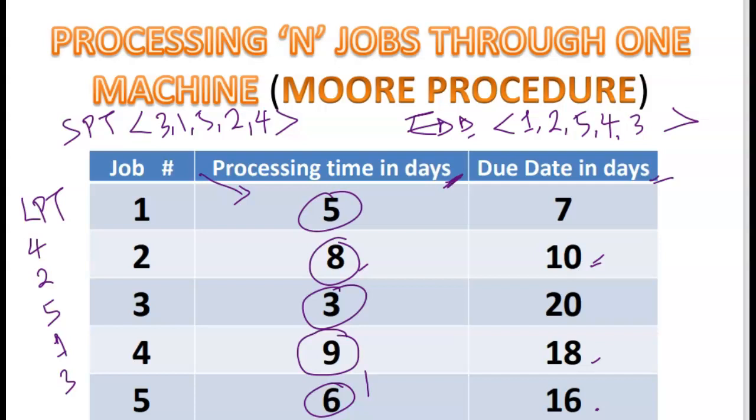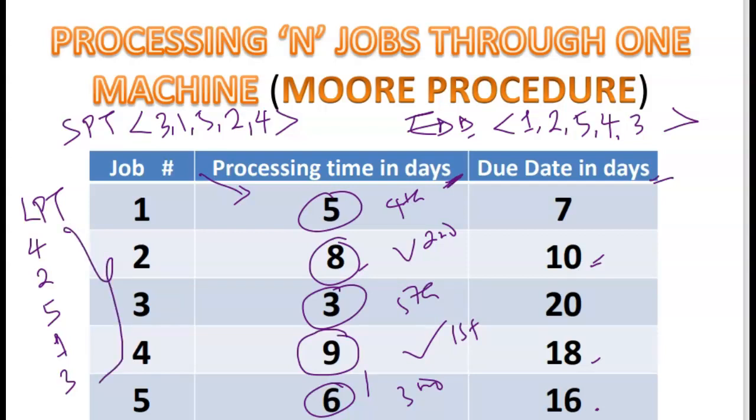That will be job 4 first, followed by job 2. Job 4, job 2 will be second, then job 5 will be third, then job 1 will be fourth, while job 3 will be the fifth job we are going to do. That's what we have done here, LPT, which is the opposite of our SPT. These are the priority.